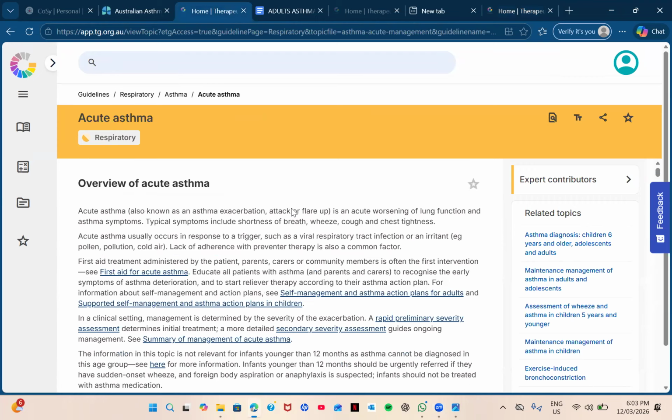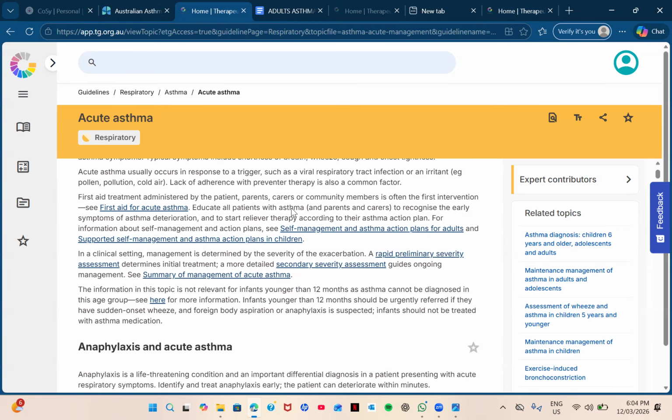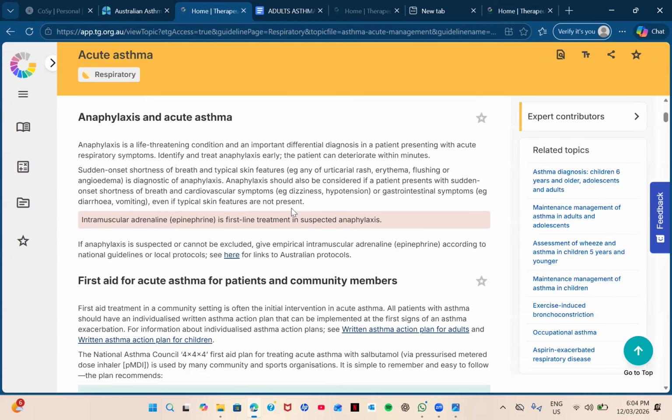Now I'm not going to discuss what acute asthma is, because today is not the time for that, right? In acute asthma management, what do you know about it? If the patient is presenting with acute asthma, and you are suspicious that there can be anaphylaxis, what should you do? Like every day, I'm telling this thing.